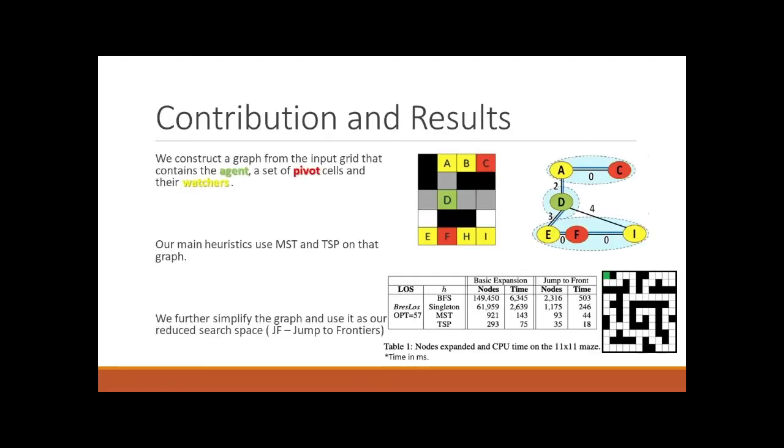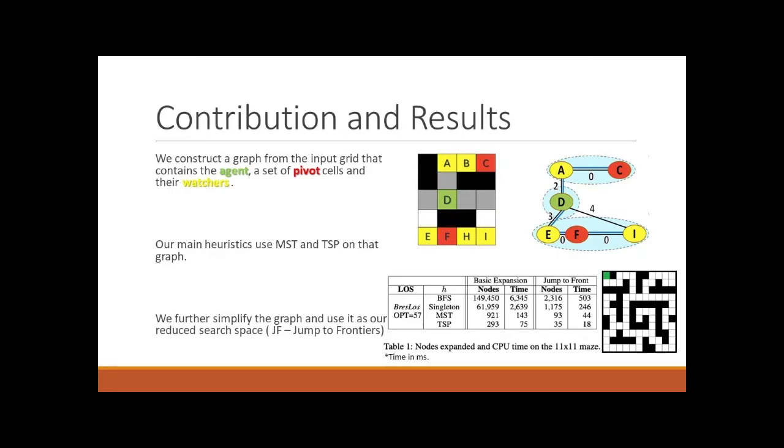Our heuristics are based on a graph constructed from the grid map. Our graph contains three types of vertices that represent cells from the grid map: pivots, watchers, and the agent. The pivots, colored red, are a set of cells which are not in the seen list. The watchers, colored yellow, are the cells that have line of sight to any of the pivots. And finally, we add the agent vertex, colored green, to the graph. The graph contains edges of two types. The first type are the edges between a pivot and its watchers.